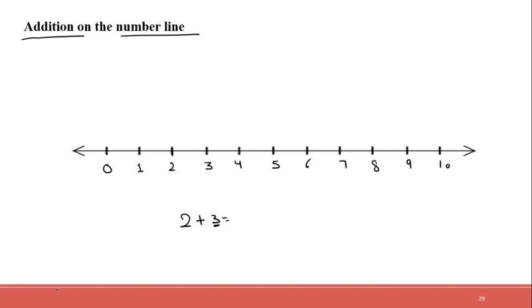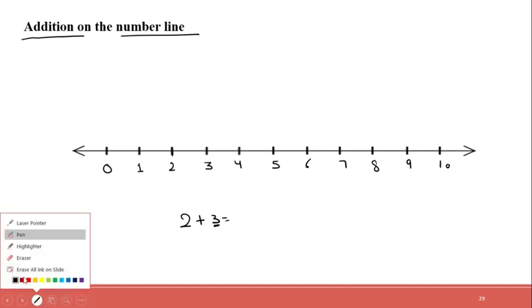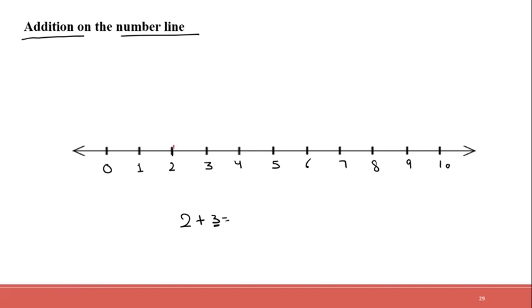From here, 2 to 3 is 1 unit, 3 to 4 is 1 unit, and 4 to 5 is 1 unit. That means 2 plus 3 we will get 5, right? That means addition on the number line is nothing but the addition of simple numbers. This number line just represents how we add numbers.